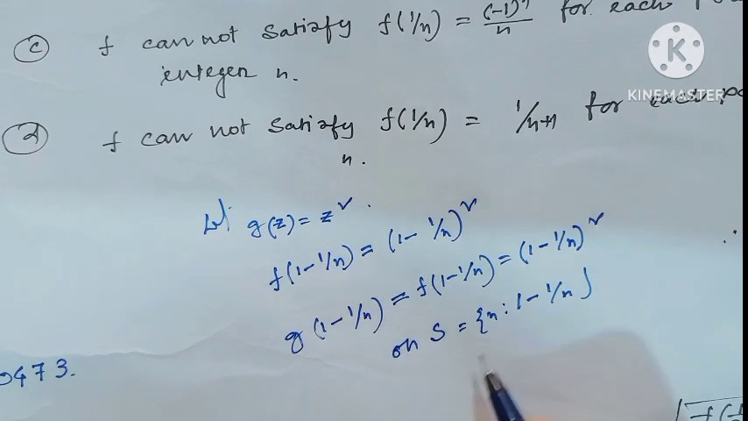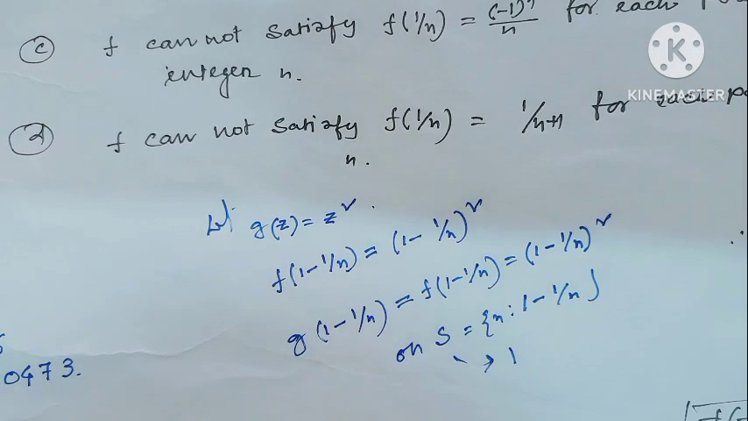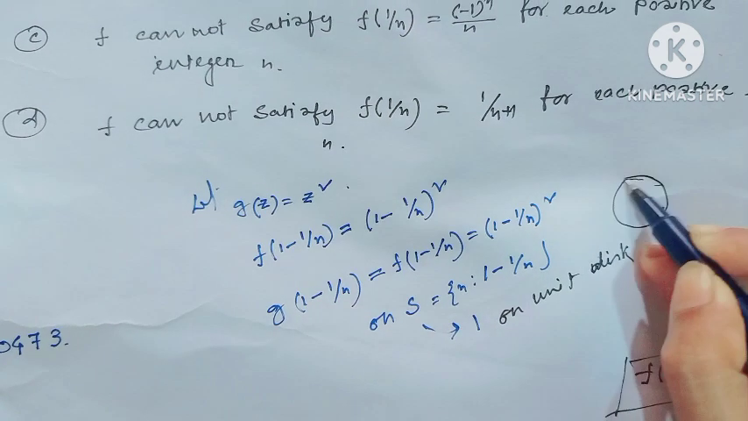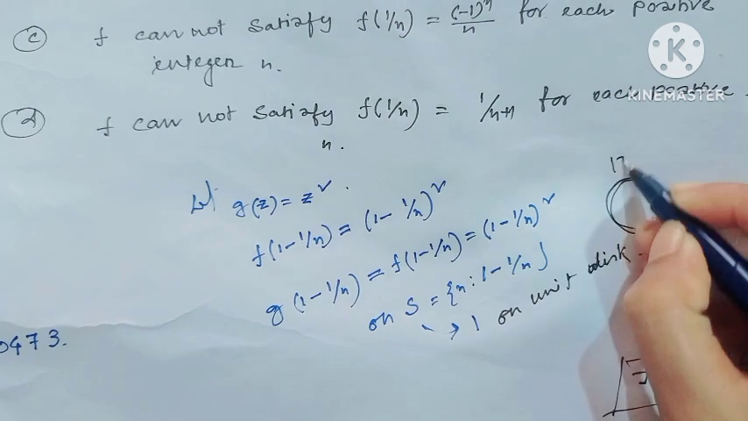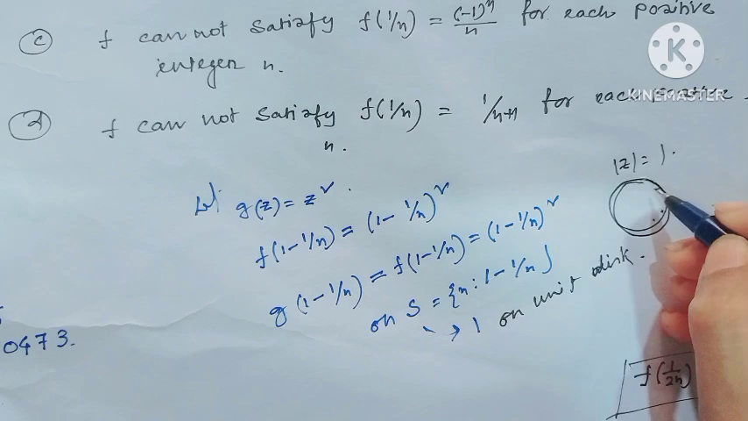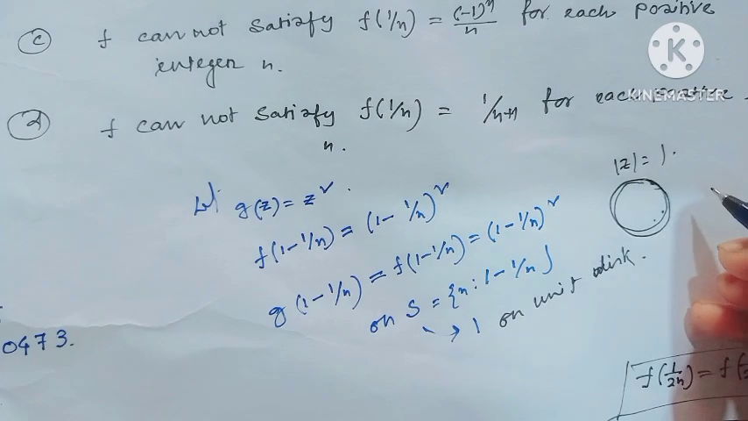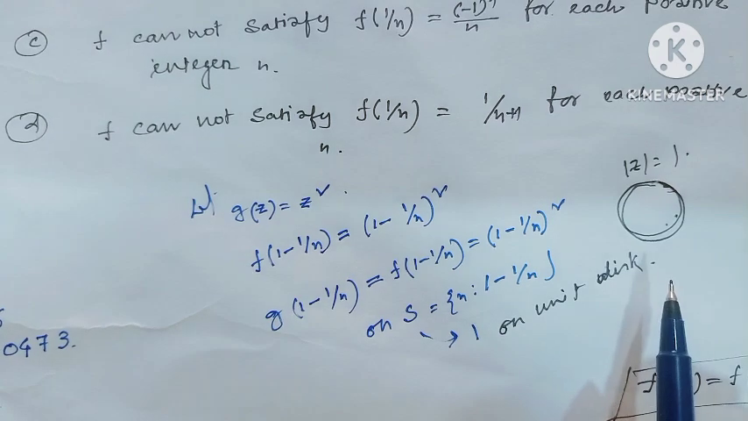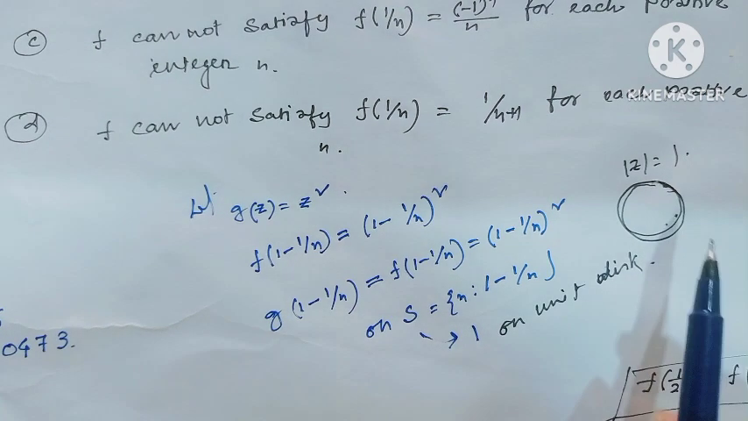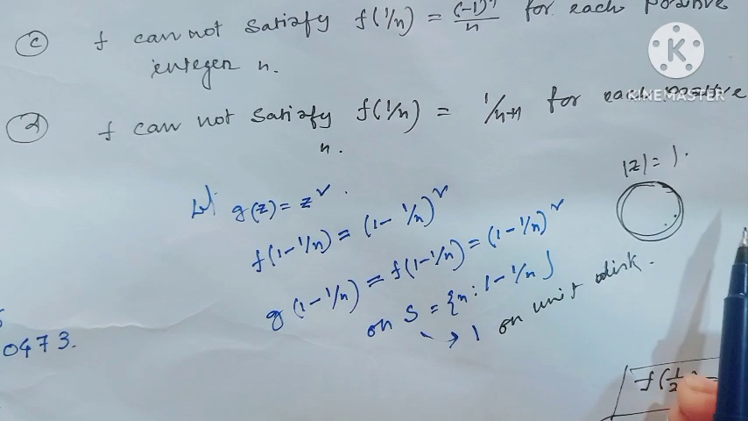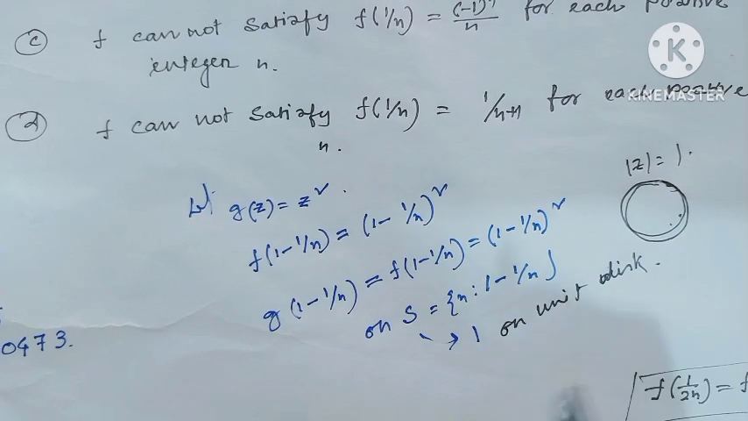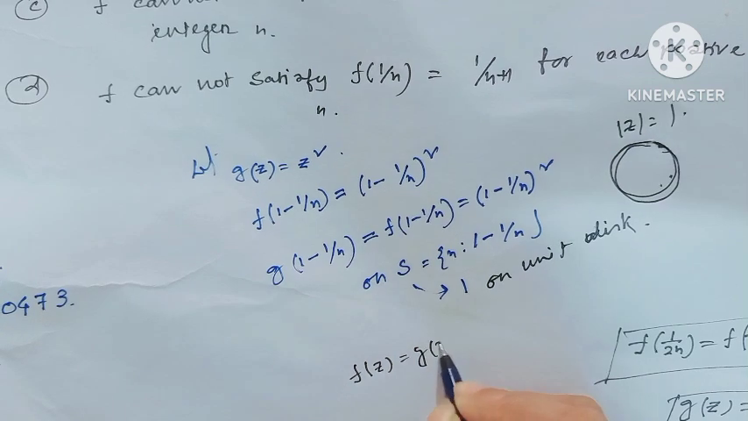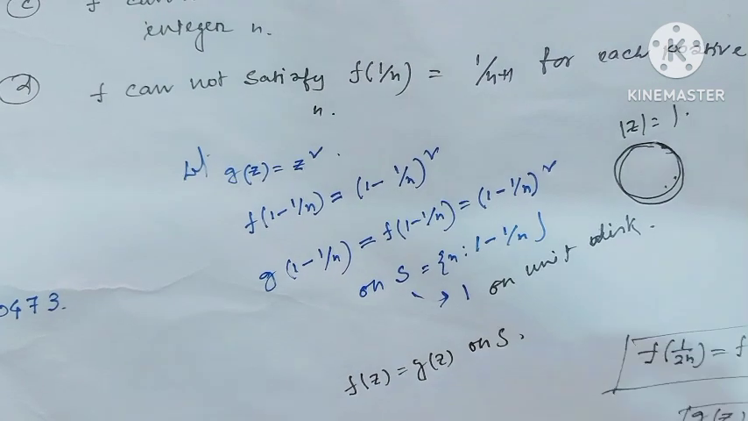Notice S goes to 1. Here 1 is a member of the boundary of the domain, because mod z equal to 1, this 1 belongs to the boundary of the domain. But the identity theorem always applies when the limit point belongs to the inside of the domain. So, by the identity theorem we cannot tell f(z) equal to g(z) on the set S.